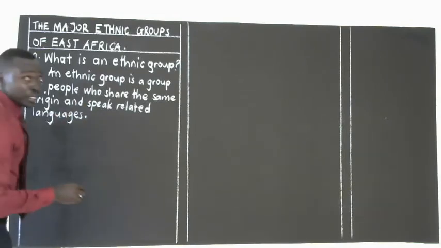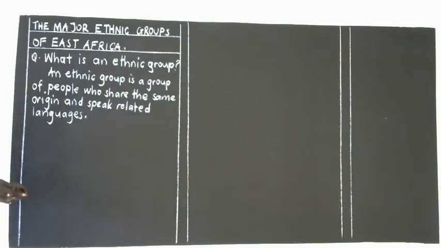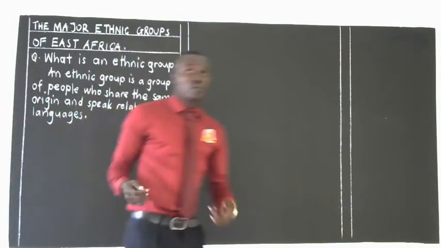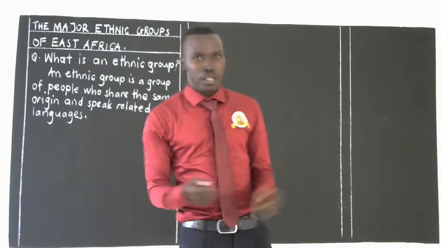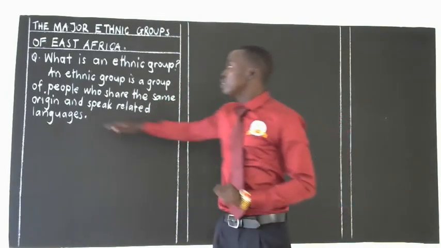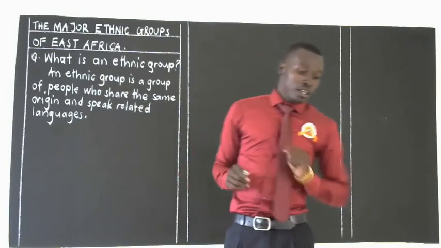Yes, can we read together? What is an ethnic group? An ethnic group is a group of people who share the same origin and speak related languages. The languages, when I say related, it means they are similar in a way.